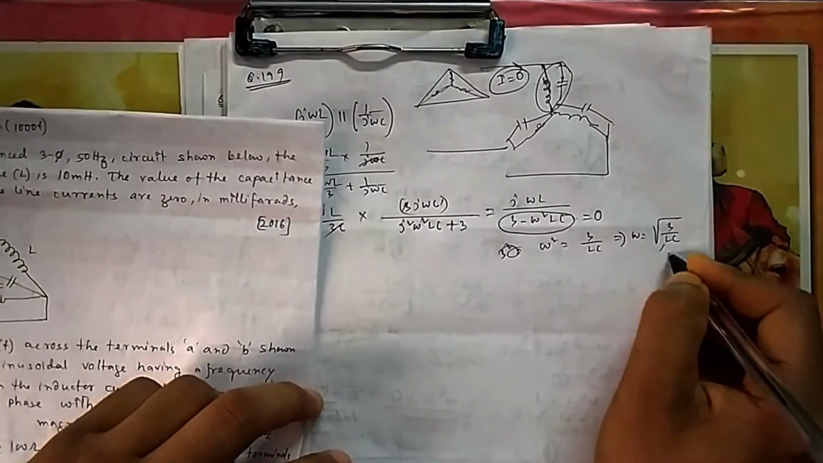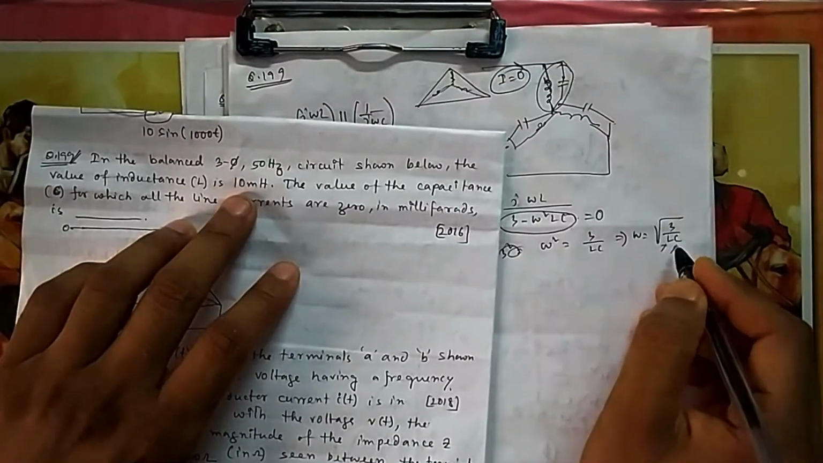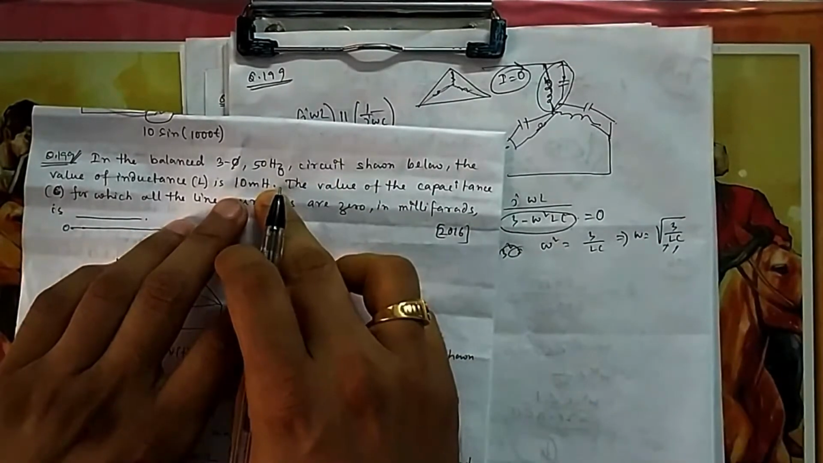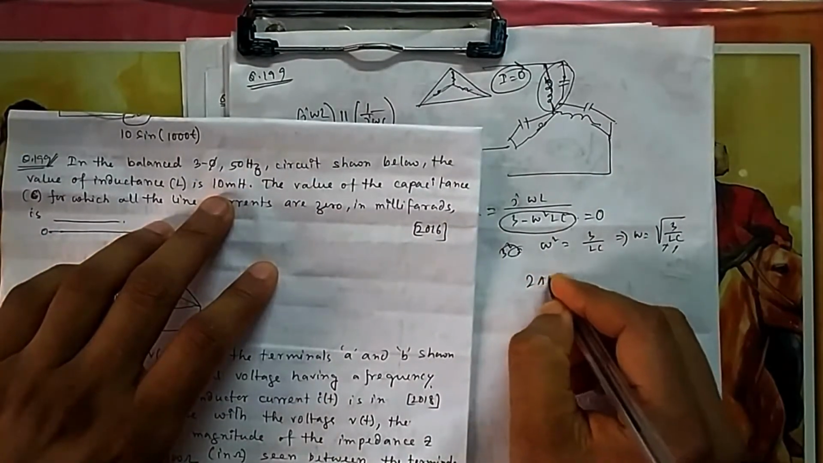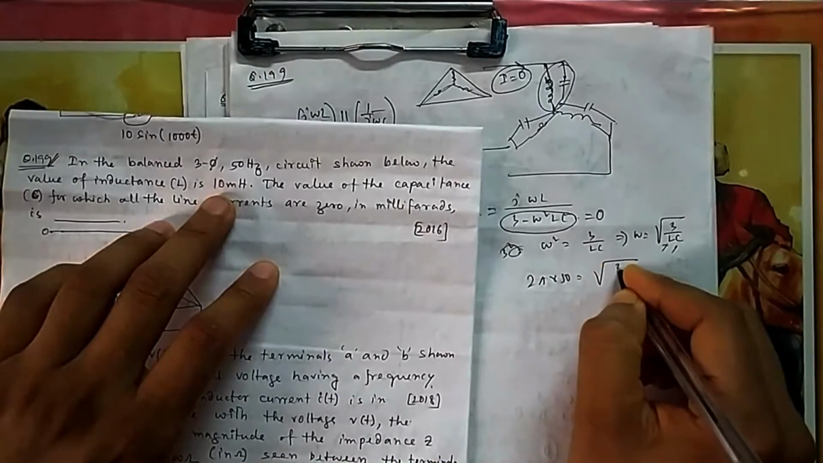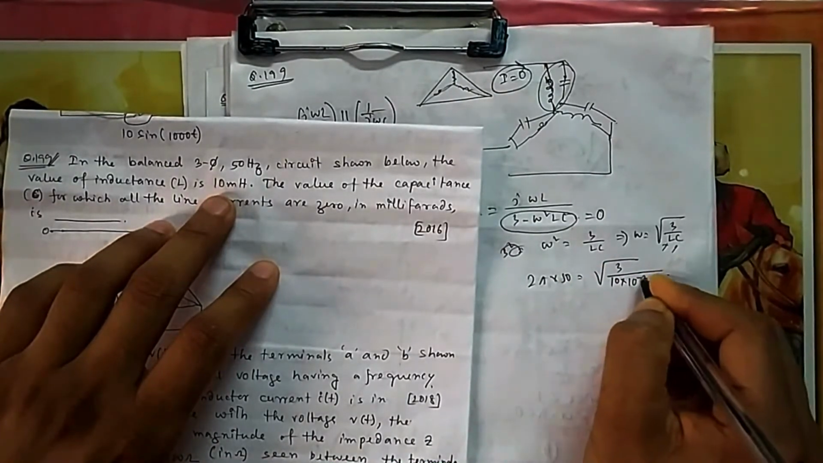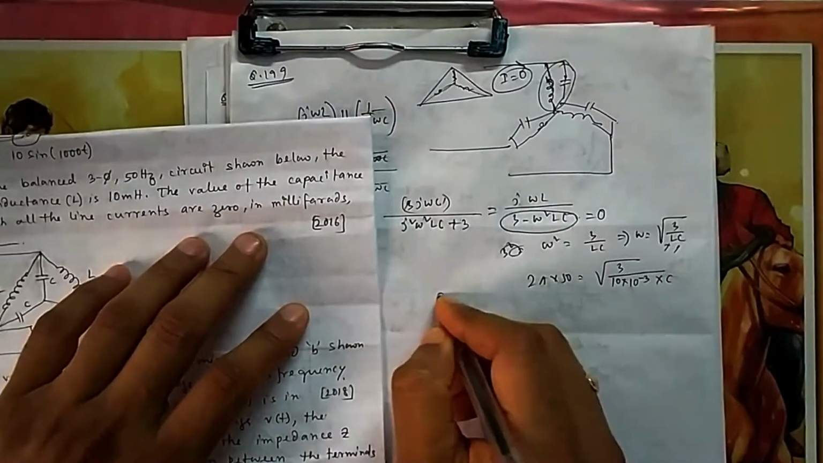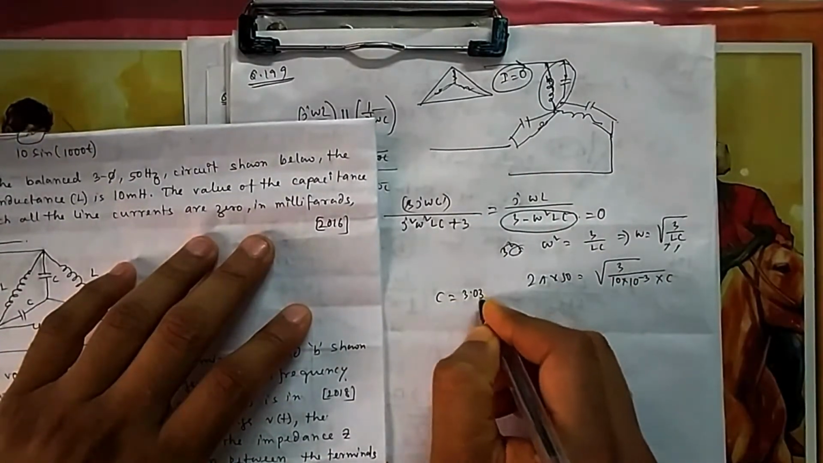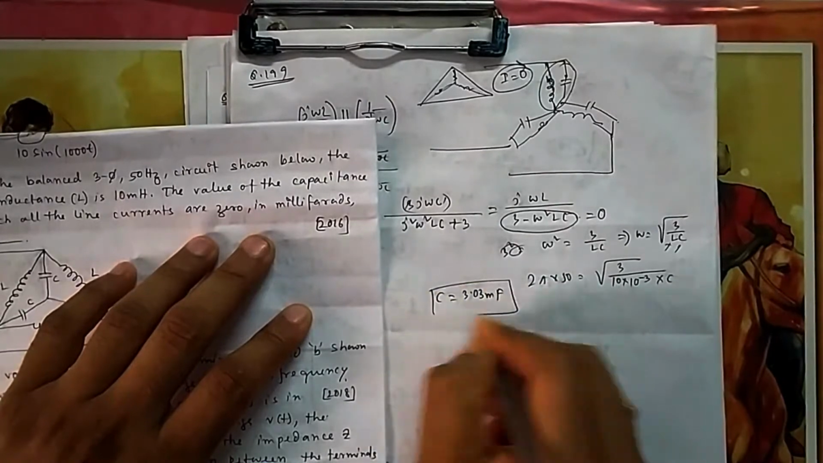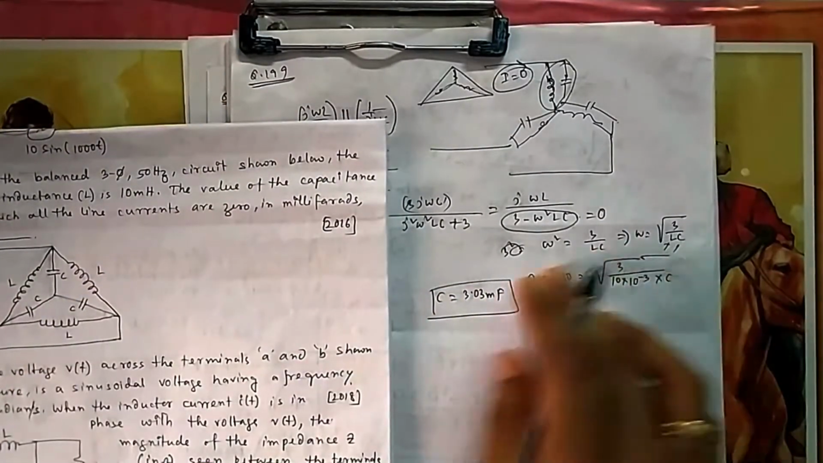Now you can put the value of L and C here. You need to find C only. Omega is given, so 2 pi into 50 is equal to root 3 by L, which is 10 into 10 to the power minus 3, and then multiplied by C. So you can calculate from here. If you calculate, you will find C equal to 3.03 millifarad. I am directly writing, you can calculate from here. Do the calculation, you will find.